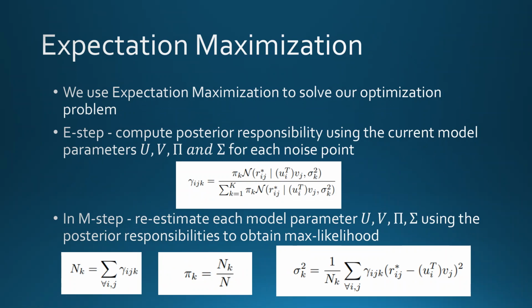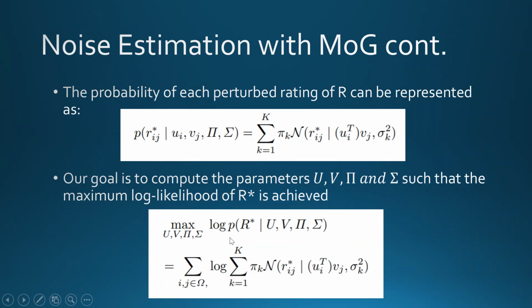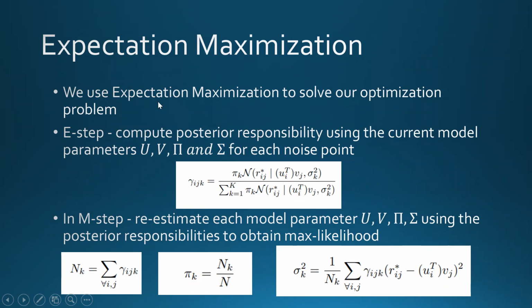The optimization problem we have here cannot be solved using a closed form solution. Therefore, we use the expectation maximization method to solve our optimization problem. So in expectation maximization, you have two steps. First is the E step and the second is the M step.